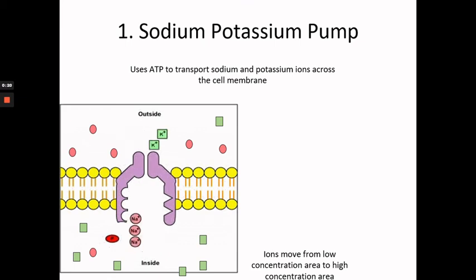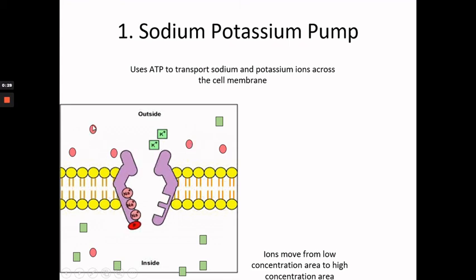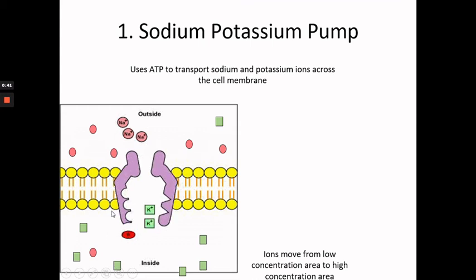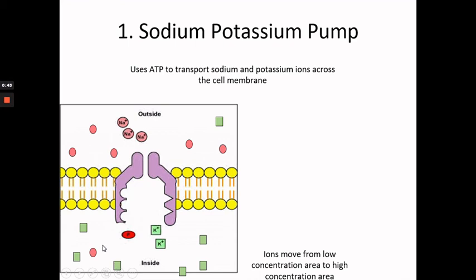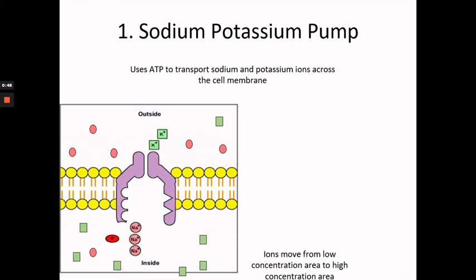Now, how does this happen? Okay, if you look outside the cell, you can see we have high concentration of sodium, the pink round object. Inside we have low concentration, so we're trying to move the sodium from inside, from a low concentration to a high concentration, which is opposite of passive transport. We go in against the concentration gradient, so we need energy, and we get the energy from ATP.